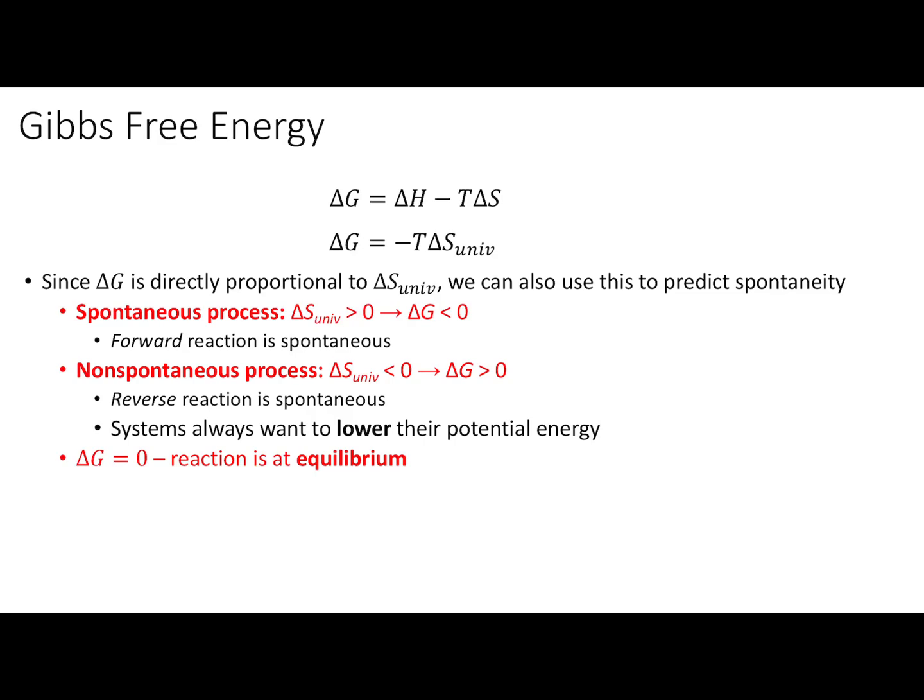T delta S. And that means that delta G equals minus T delta S of the universe, or that delta G is directly proportional to delta S of the universe, which means that we can use it to predict spontaneity. Specifically, as you may recall, for a reaction to be spontaneous, delta S of the universe has to increase, which means that delta G for that process must be less than 0. And then the forward reaction is spontaneous.